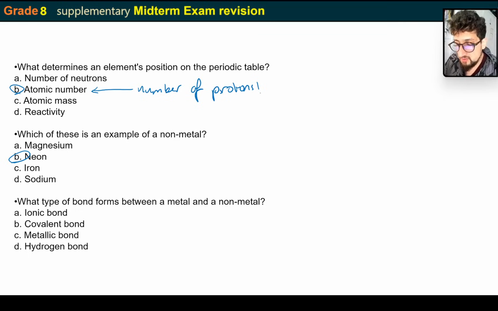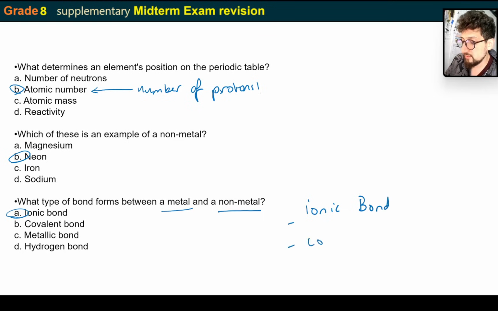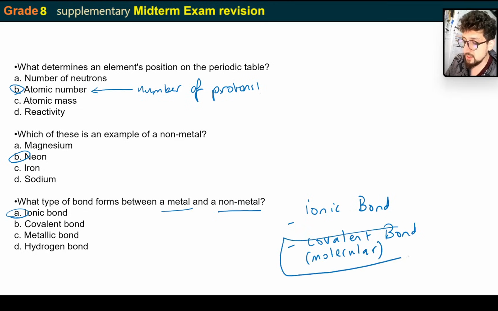What type of bond forms between a metal and a nonmetal? The type of bond that forms between a metal and a nonmetal is one of give and take, one of ionic nature, an ionic bond. It's important at this stage that I say there are ionic bonds, and there's also something called a covalent bond where sharing happens, and that's between nonmetals. Covalent bonds are also known as molecular bonds. So molecular bonds and covalent bonds are the same, and these happen between nonmetals.